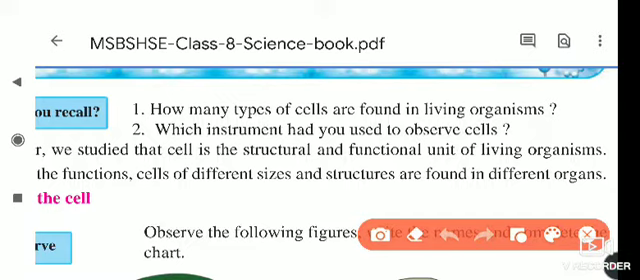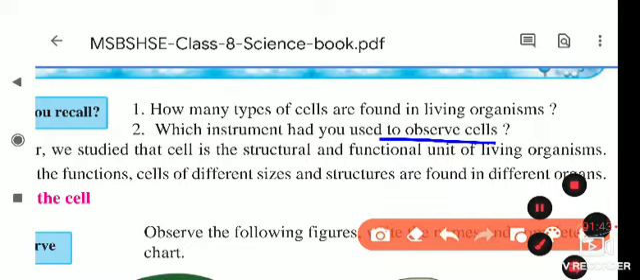Which instrument have you seen to observe the cell? As we all know, the cell is microscopic. We can't see it with our naked eyes, so to see the cell structure, we have to use the microscope.